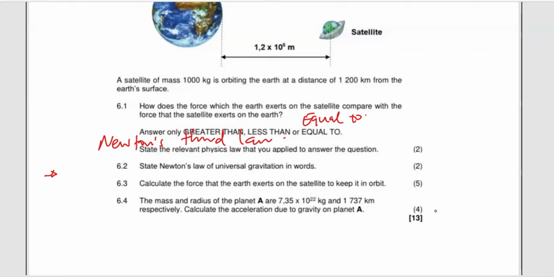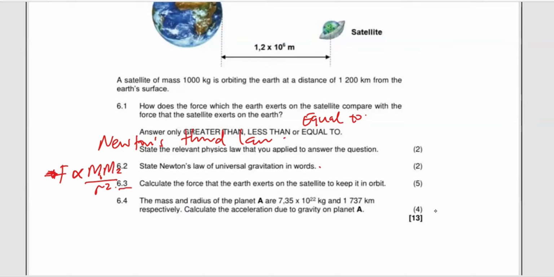So we know that a body in space exerts a force towards another body, and the force is directly proportional to the product of the magnitude of the masses and inversely proportional to the square of the distance between them. Okay, for two bodies in space, the force experienced will be directly proportional to the product of the masses and inversely proportional to the square of the distance between them. That's how you would state Newton's law of universal gravitation.